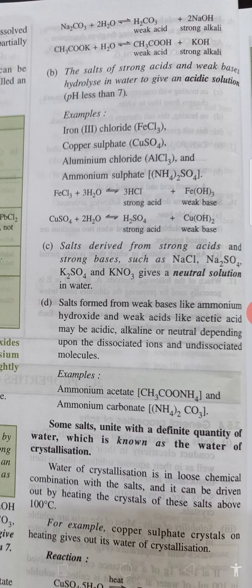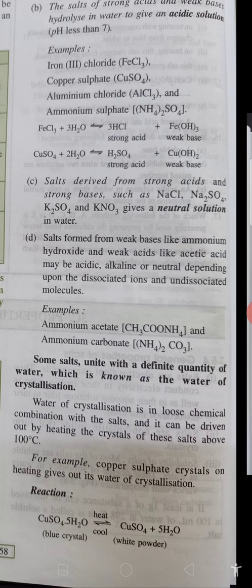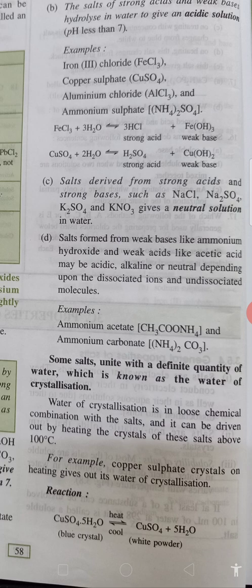Then children, some salts unite with a definite quantity of water which is known as water of crystallization. So water of crystallization is in loose chemical combination with the salt, and it can be driven out by heating the crystals of these salts above 100 degrees centigrade. Now children, in some salts you might have seen a water molecule attached to it, like in copper sulfate. Copper sulfate is CuSO4.5H2O. This 5H2O is water of crystallization. This is called hydrated copper sulfate, or it can be called pentahydrate copper sulfate, since 5 molecules of water are there.